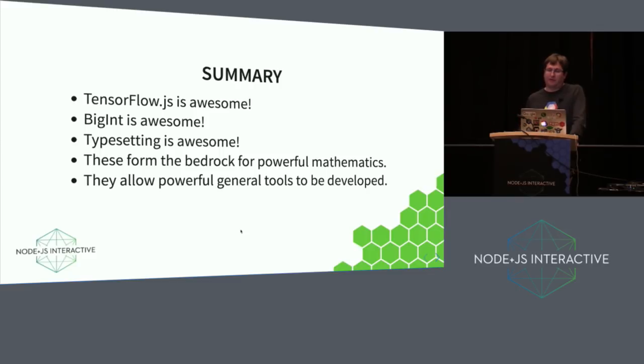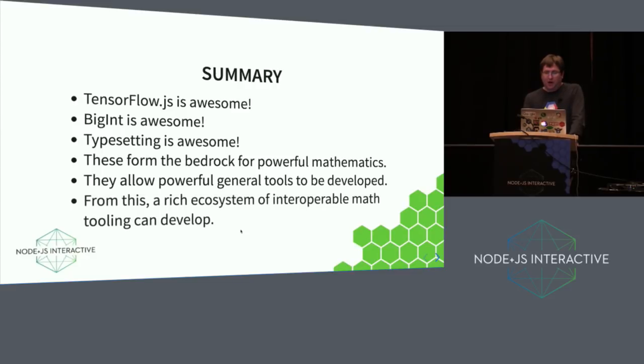But we can have those now because we have the underlying tools to build them, which is BigInt, TensorFlow, things like that. So I'm hoping from this we can have a rich ecosystem of interoperable math tooling, right? Tooling that can leverage the fact that NPM has a lot of small packages to do specific things. If we can have a lot of small packages that do specific algorithms, we can easily build upon that to make a really robust ecosystem.